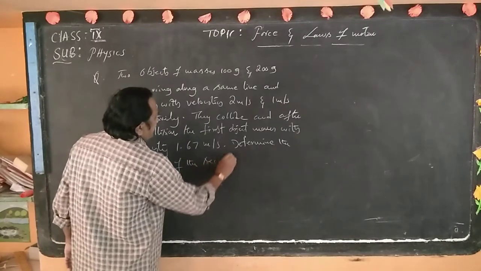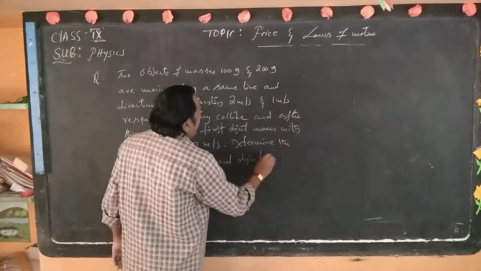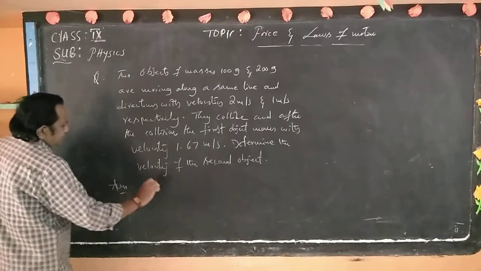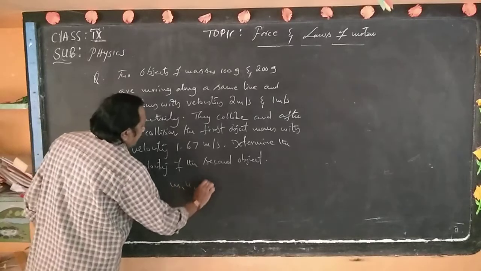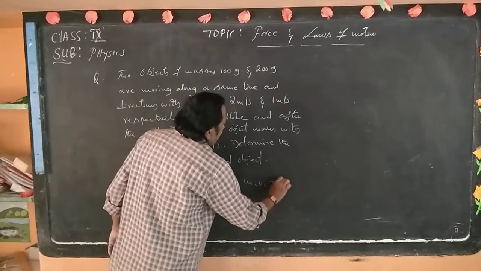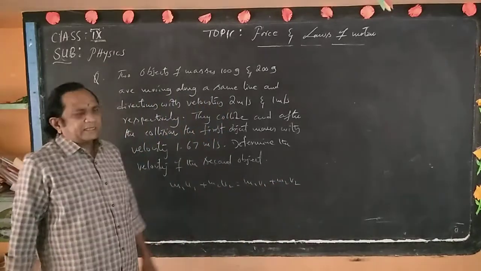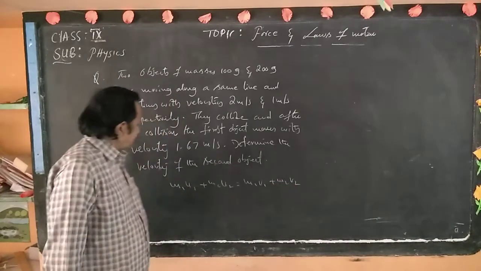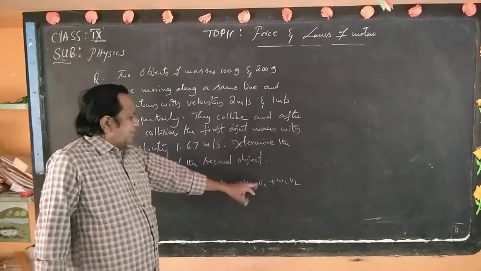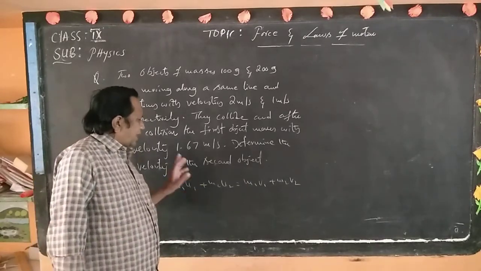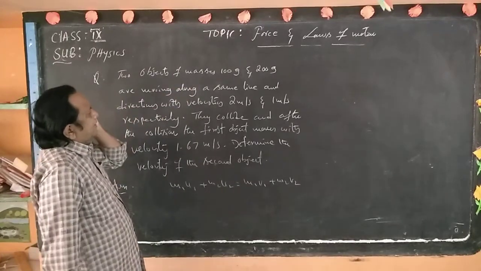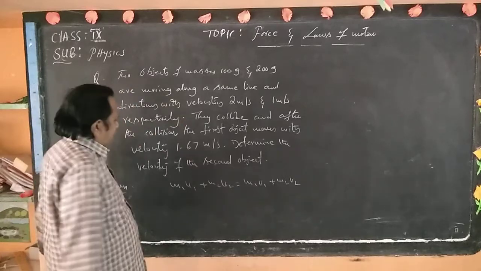So the second object's velocity we have to calculate. Here we can apply the formula m1 u1 plus m2 u2 is equal to m1 v1 plus m2 v2. In this case we have to calculate the v2 value. The values m1, u1, u2 and v1 are given, and v2 is to be calculated. But here masses are given in grams, so convert them into kilograms.